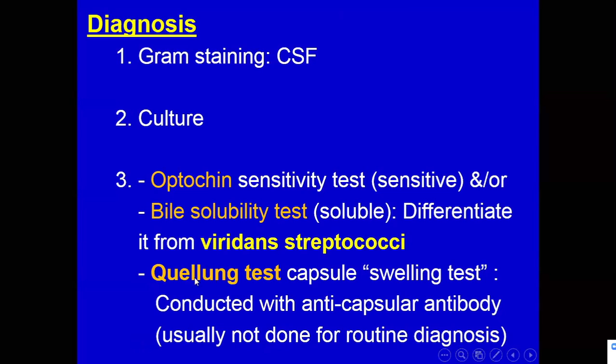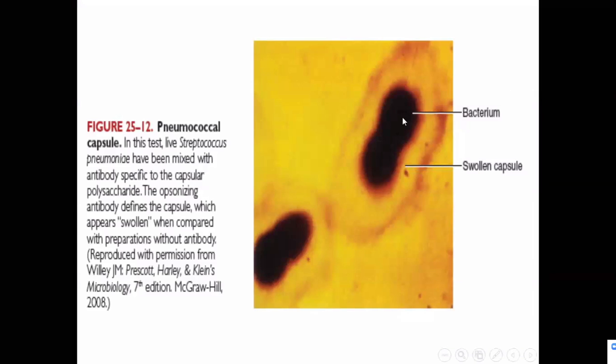There is a reaction or test called the Quellung test or Quellung reaction, which is the capsule swelling test. When you put a specific antibody against the capsular material of the microorganism, anticapsular antibody, the capsule becomes swollen. Look at this. This is the bacteria. This is the swollen capsule around the microorganism. When you put anticapsular antibody specific to it, the capsule becomes swollen. This is called the Quellung reaction.